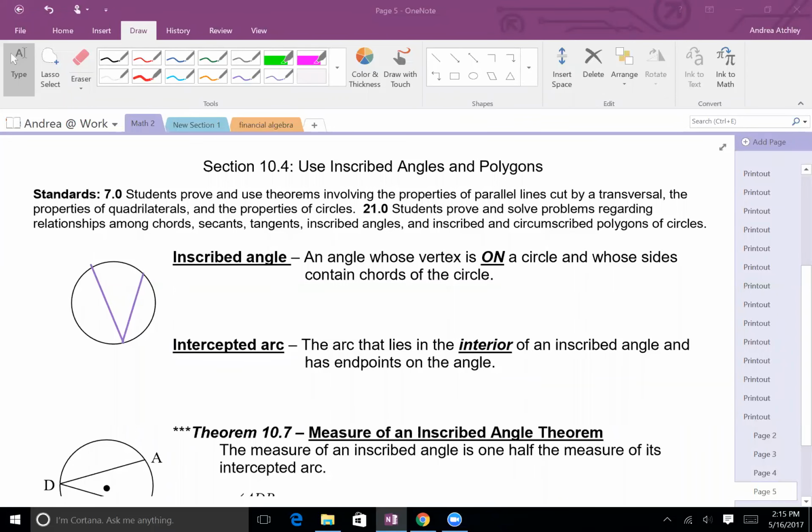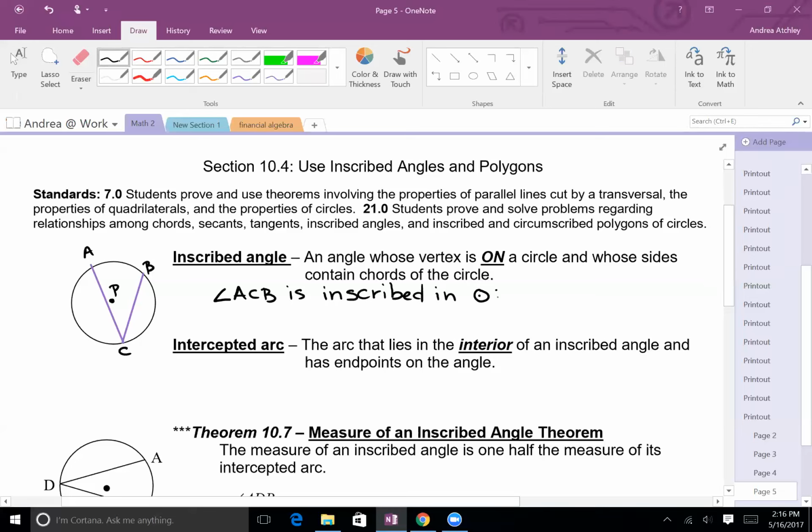Okay, so inscribed angles, like this, we're going to label this A, B, C, and we'll have this as circle. So we'll say that angle ACB is inscribed in circle C.